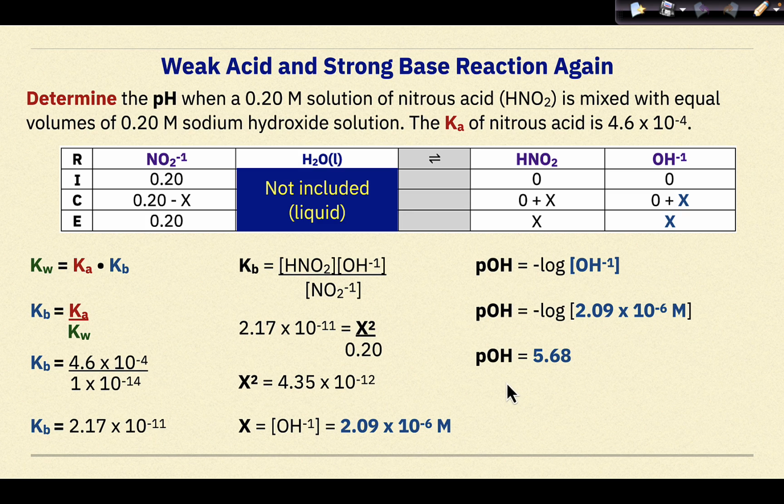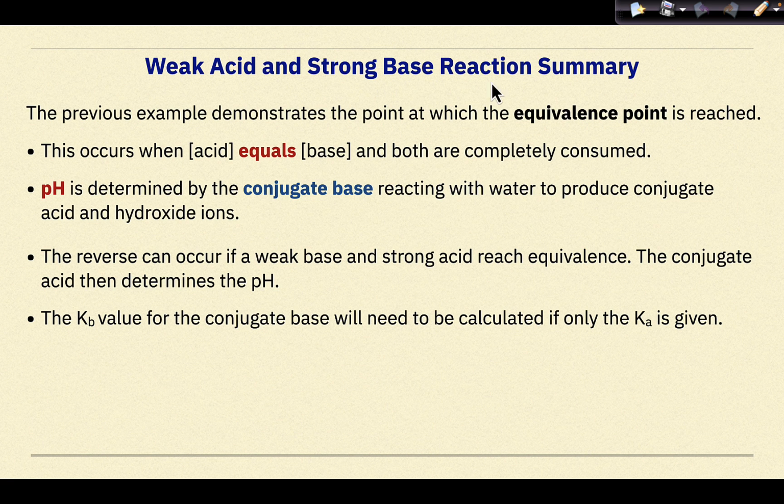The question asks for us to determine the pH. So if we have the pOH value and we subtract that from 14, we can determine the pH value to be 8.32. Weak acid, strong base reaction summary.